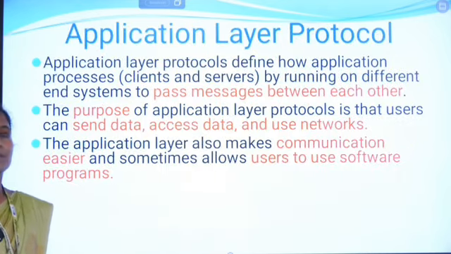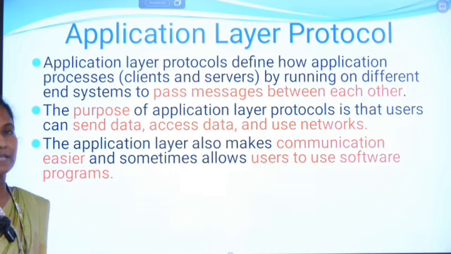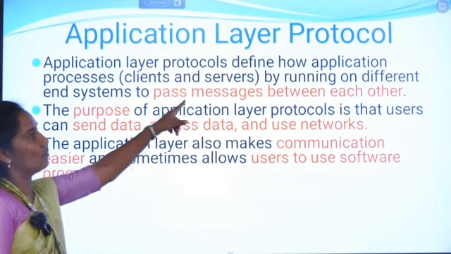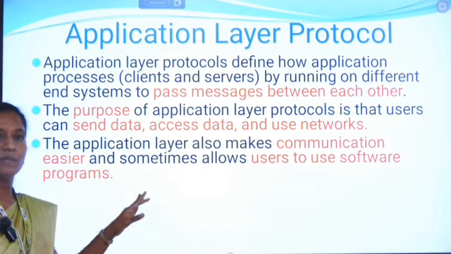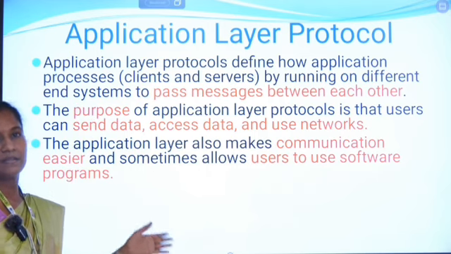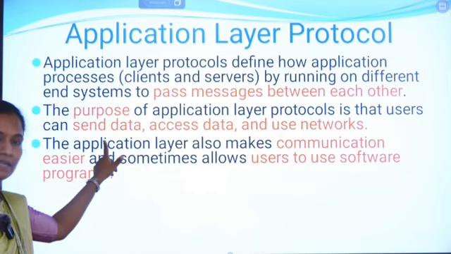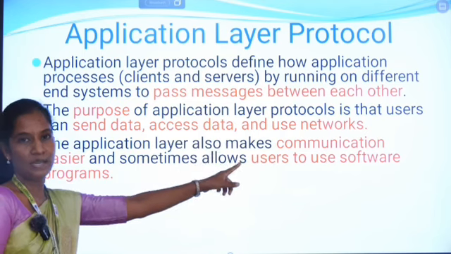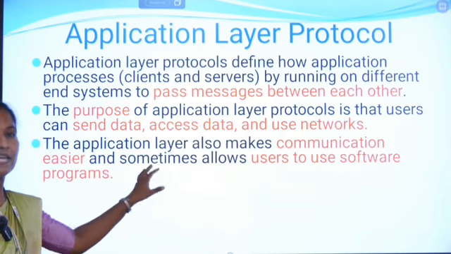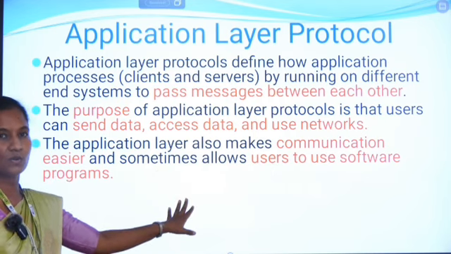Next, we'll see the application layer protocol processing. Here, the application layer protocol defines how the application gets processed between the client and the server. The client and the server will be running on different systems, and they pass messages between the sender and the receiver. The main purpose of this layer is to send the data, access the data and use the networks. Its main usage is that it makes communication much easier, and it also allows the user to use software programs.